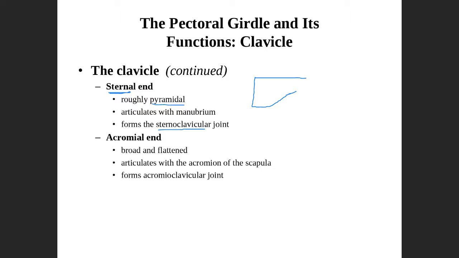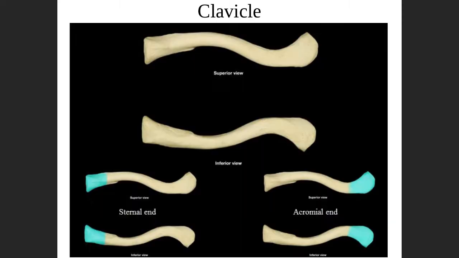The acromial end, that makes me think of a spoon. It's broad, it's flattened. It articulates with the acromion or the acromial process on the scapula. So it forms, most commonly people have referred to it as the AC joint. You may have heard of that, but it stands for the acromioclavicular joint.